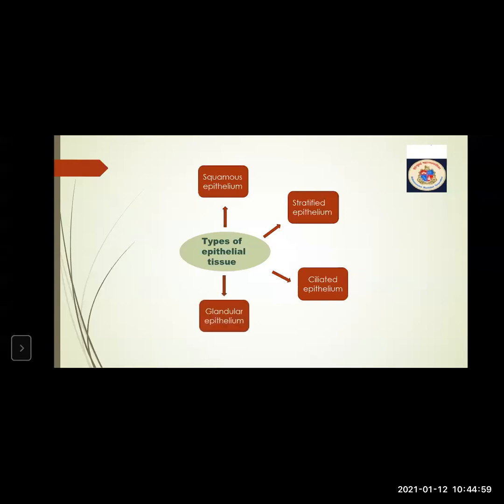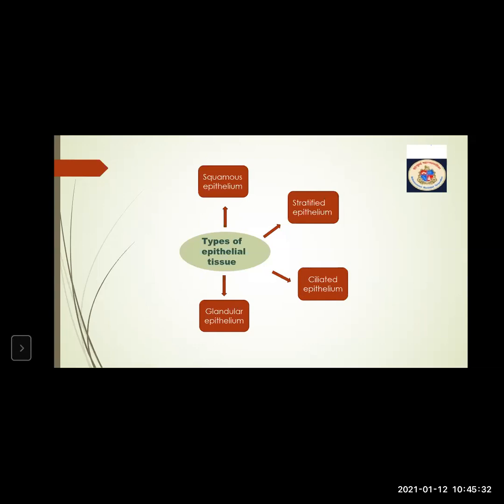Then the next is glandular epithelium. This is again a specialized cell. It is basically a modification of columnar epithelium, where the column-like cells have a storage and generative capacity for generation of enzymes, oils, sweat, or tears. Okay, so these are known as glandular epithelium.